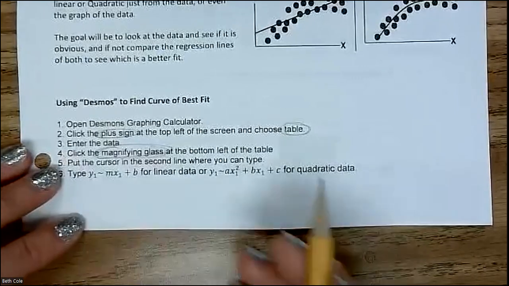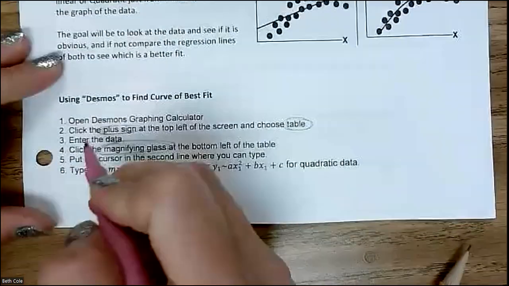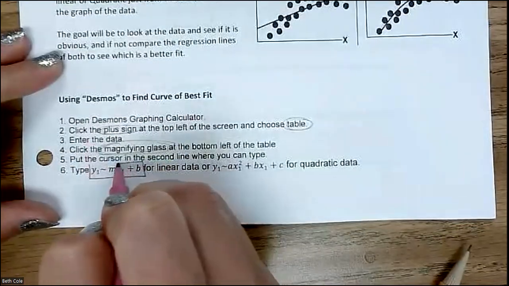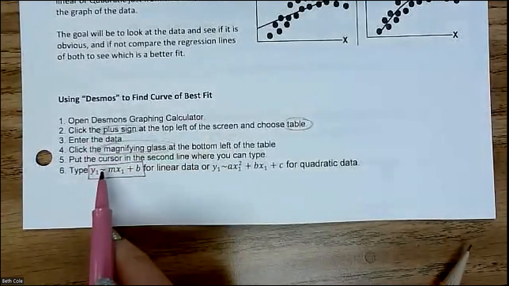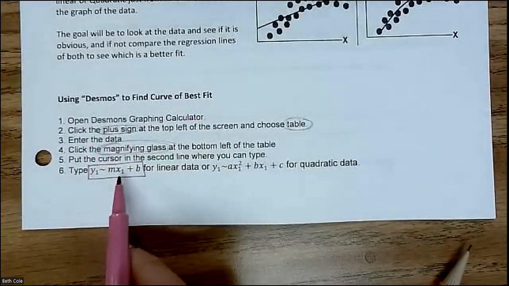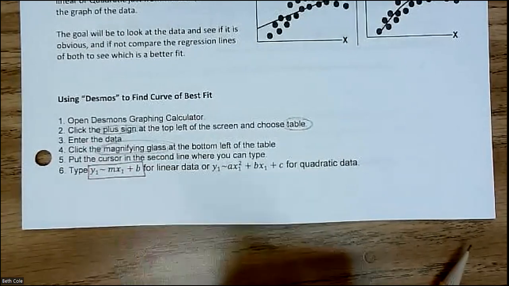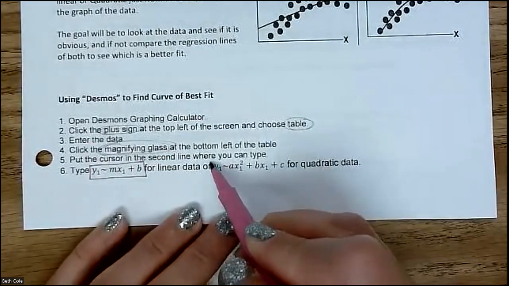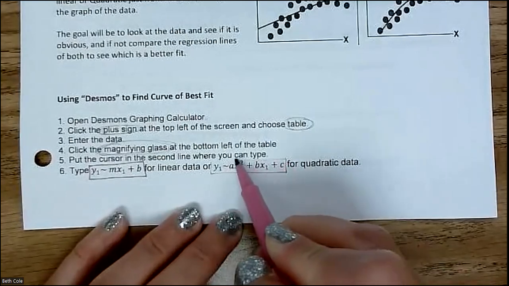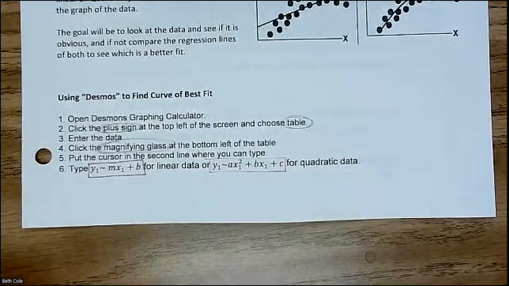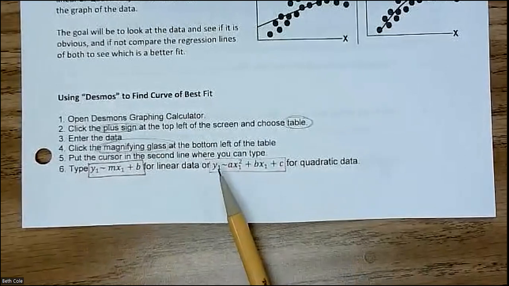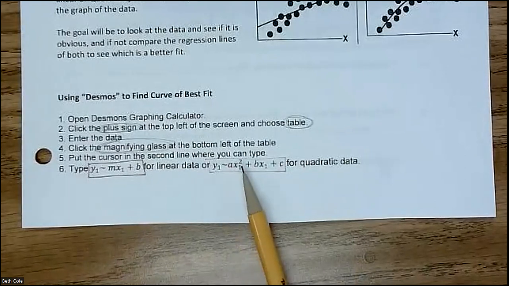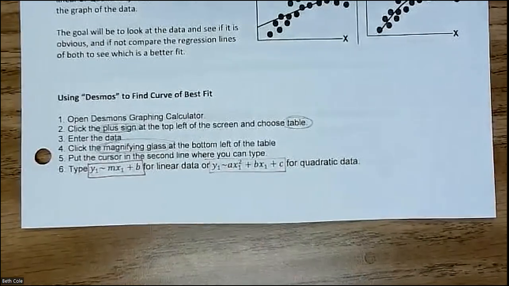And then this is the one that we had typed in before. It's y equals mx plus b. But instead of an equals, you have that little tilde. And then you have to put ones after the x and the y. Now, if it's quadratic, you're going to do this one. It's y equals ax squared plus bx plus c. But again, instead of an equals, it's a little tilde. And you have to put ones after the x's and y's.